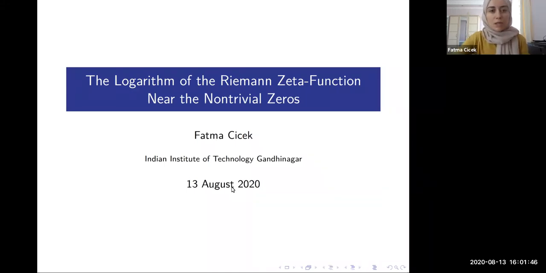So yeah, the topic is from my PhD thesis, which I recently finished with my advisor, Steve Gonek at University of Rochester. What I want to do is begin with an introduction to the theory, which includes some basics of the zeta function and also Selberg's central limit theorem.